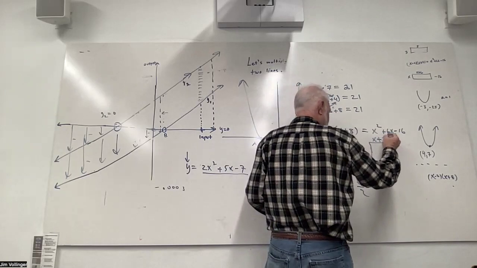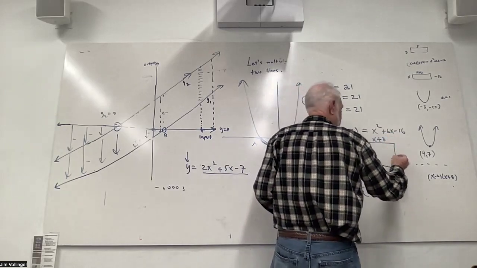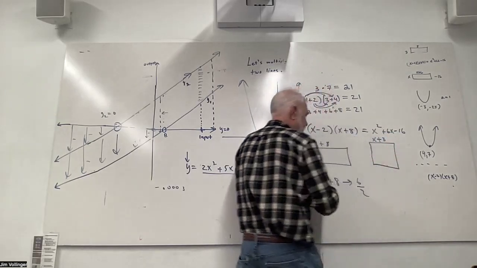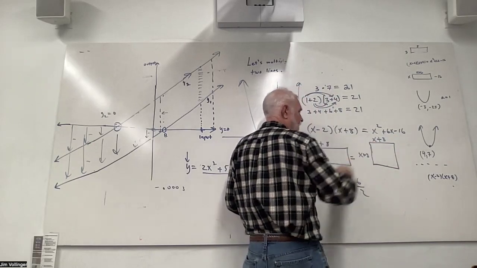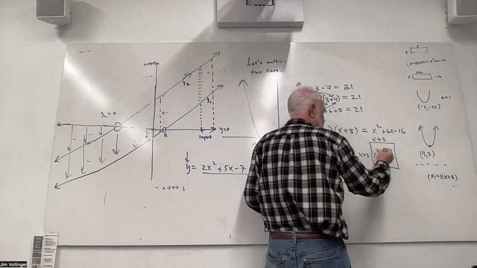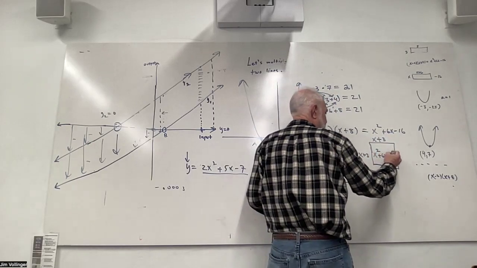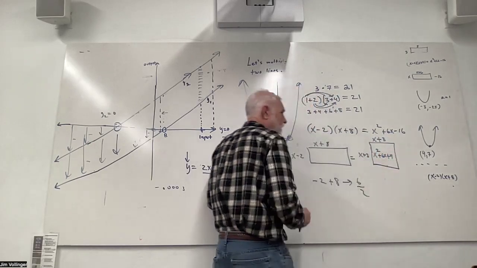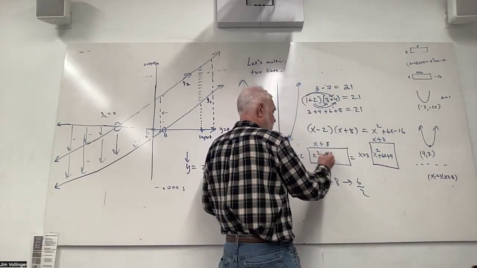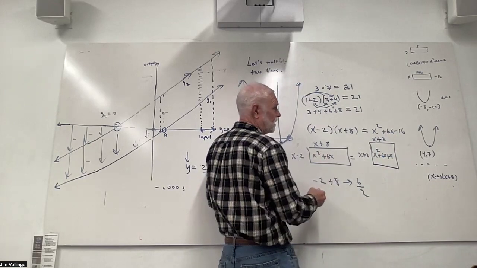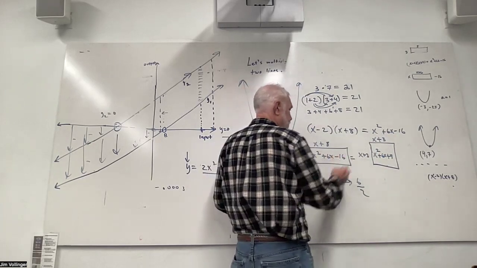x plus 3, x plus 3. Let me see if I can sneak that in over here. And I think if I multiply that out, I get x squared plus 6x plus 9. And I know what I get over here. I get x squared plus 6x minus 16.